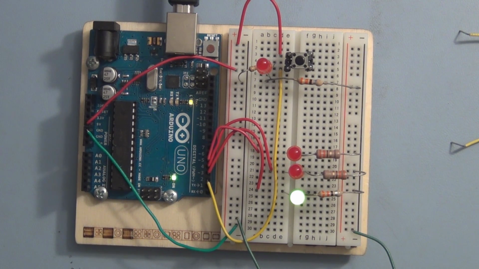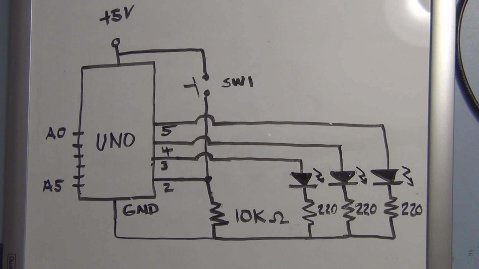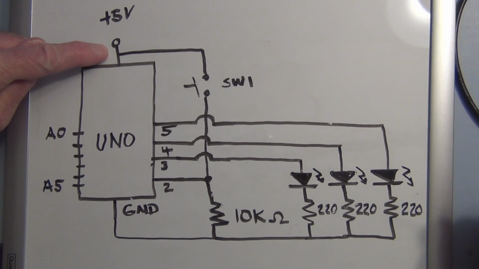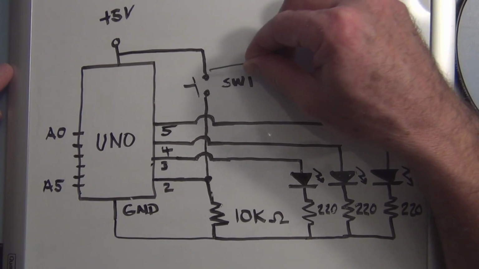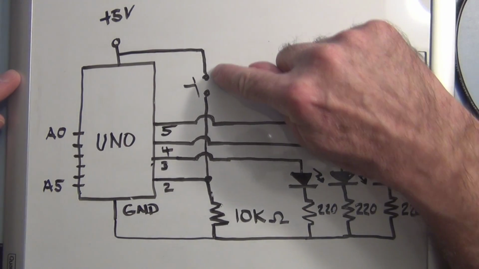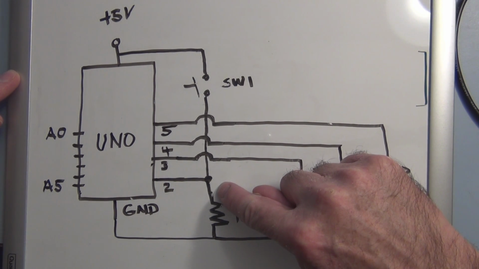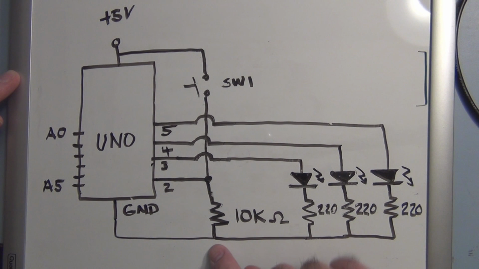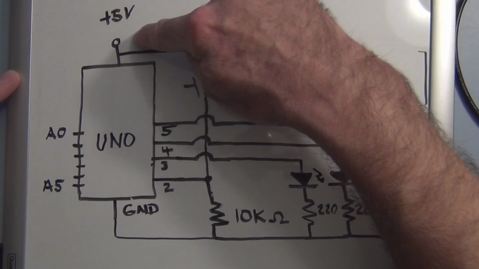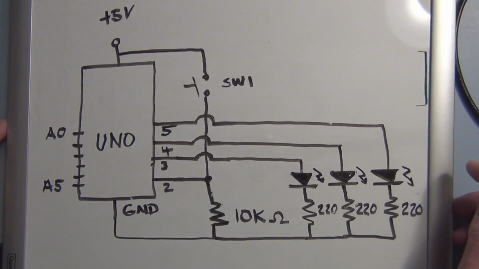Let's take a look at the schematic. So here's the Arduino Uno. And we want to, first off, we have a 5 volts that we have to connect to one side of the switch. And then the other side of the switch has to go to a 10K resistor. And then the other side of that 10K is connected to ground. And we're using the ground off of the Arduino Uno over to the breadboard along with the 5 volts that we bring over to the breadboard.